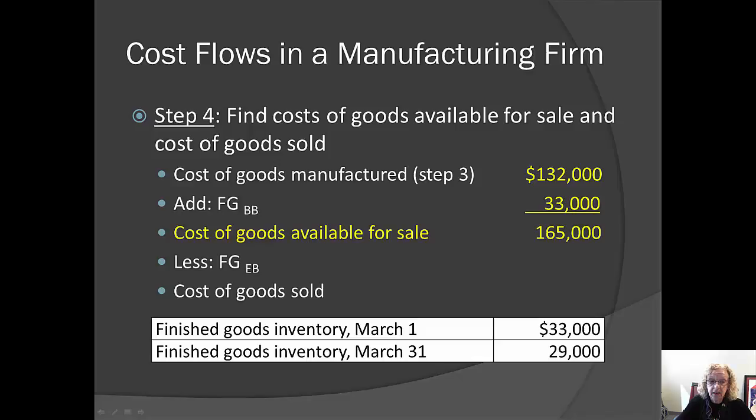Did we sell them all? Actually, we know we didn't. And the reason that we know that is that we're told we have $29,000 worth of finished goods still in the warehouse at the end of March. The only way that we can understand that is that we must have sold $136,000 worth of goods.